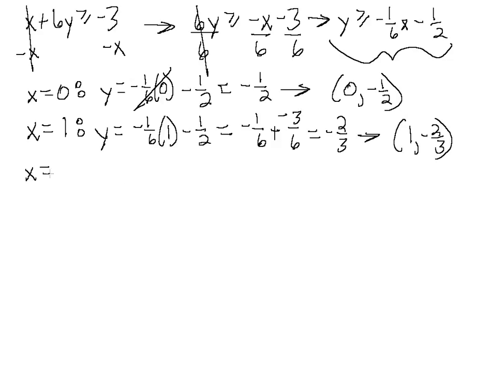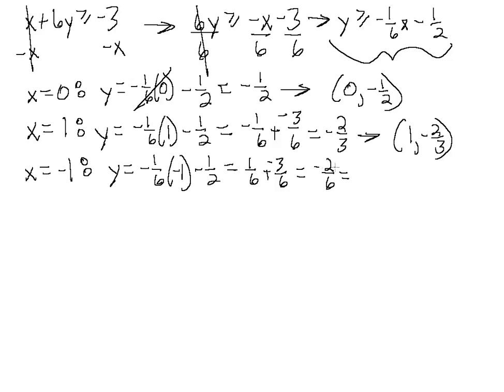Let's go ahead and find a third one on the negative side. So x equals minus 1. So y equals minus 1 over 6 times minus 1 minus 1/2, and a negative times a negative gives us a positive 1/6 minus 1/2, or just minus 3 over 6. And that gives us 1 minus 3 is a minus 2 over 6, or just a minus 1/3. All right, so we have the third point, minus 1 and minus 1/3.